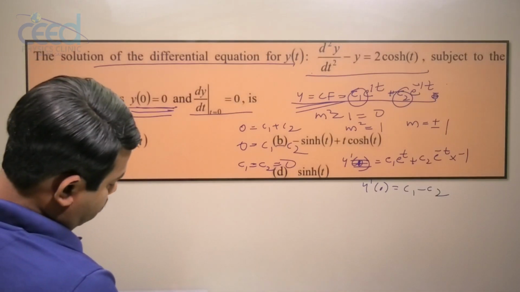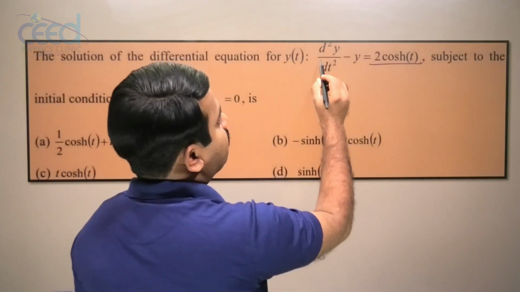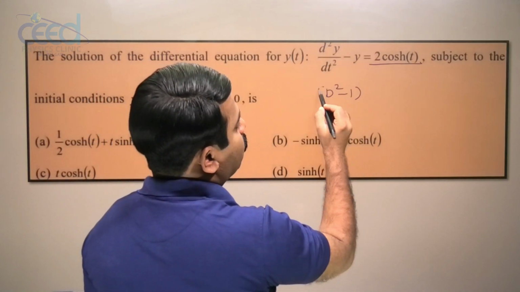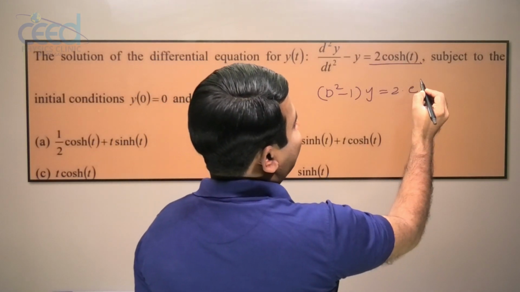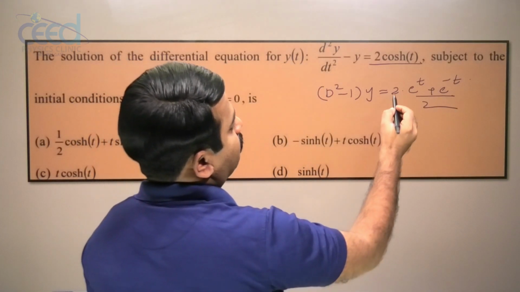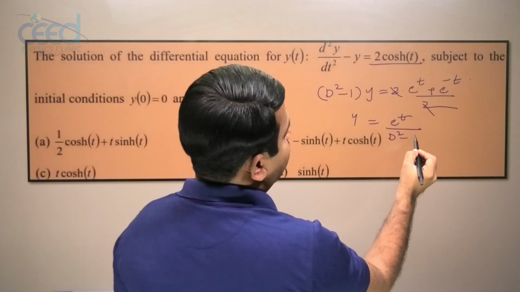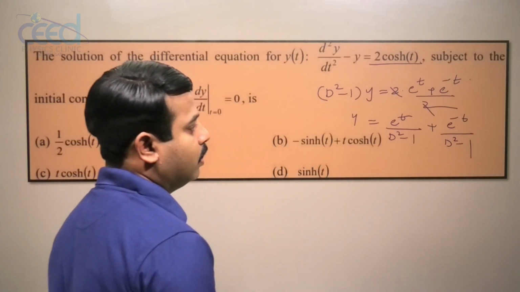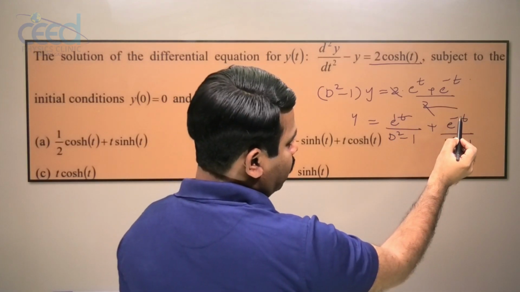Now corresponding to the right hand side, we find the particular integral. We write this in the format d square minus 1 into y equal to cosh t. Cosh t we can write as e raised to t plus e raised to minus t divided by 2, then the 2 cancels. Then y is equal to e raised to t divided by d square minus 1 plus e raised to minus t divided by d square minus 1. Now the coefficient of t here is 1t, and here it is minus 1t.